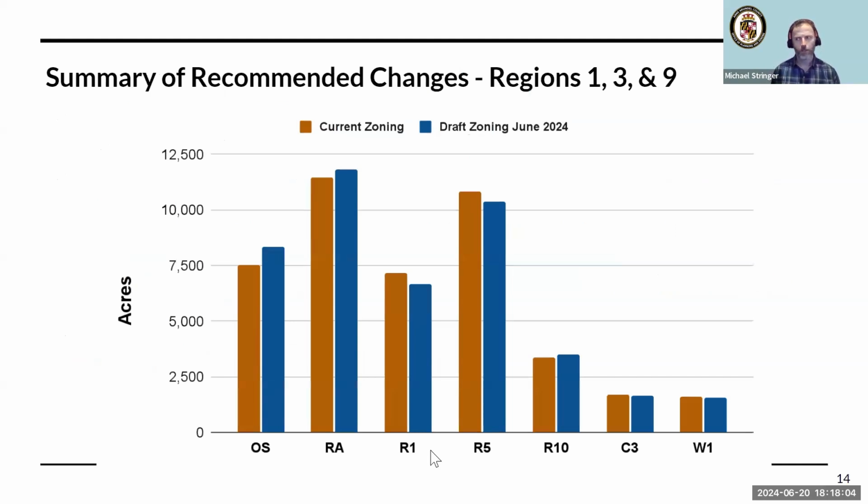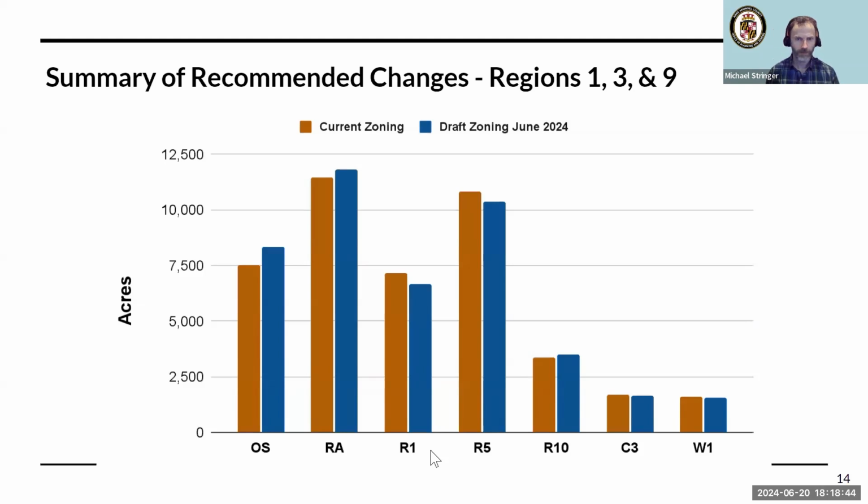So to set expectations, this graph is a summary of the recommended changes across regions 1, 3, and 9. On the vertical axis on the left is the acres of land. On the bottom of the graph are some of the zoning districts. OS is the open space zoning district. RA is rural and agricultural, think of our farms and rural landscapes. Then R1, R5, and R10 are residential zones. The number 1, 5, or 10 indicates the number of houses per acre that's generally allowed in those zones. To the right is C3, one of our commercial zones, and W1, one of our industrial warehouse zones.